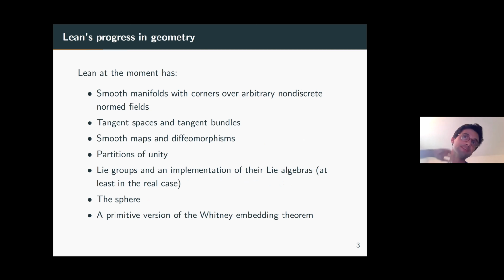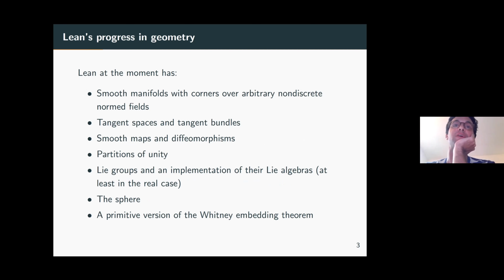For what there is now in Lean in differential geometry, we have smooth manifolds with corners over an arbitrary non-discrete normed field, and I'll come to the definition of this in a moment. There are tangent spaces and the tangent bundle. Again, the tangent bundle should not be taken for granted. It's nice that it's there. We have smooth maps and diffeomorphisms, partitions of unity.